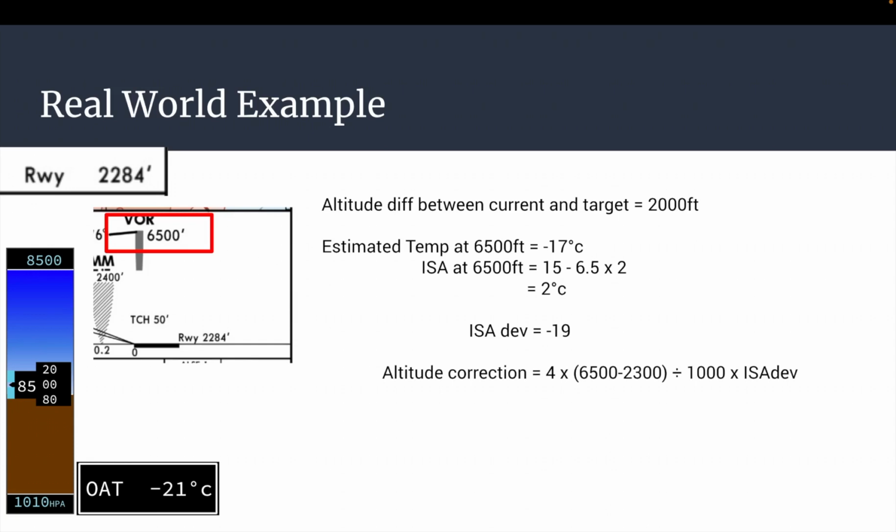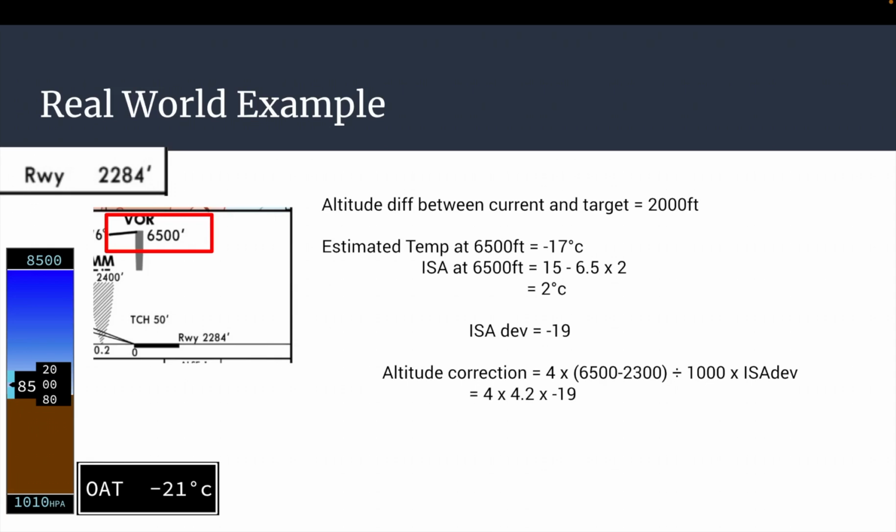4 times. Now here's the thing. You see those brackets? It's not a trick question. We are not at sea level, right? So at 6,500 feet, there is not 6,500 feet of air mass between the aircraft and the ground. There's going to be 6,500 minus 2,300 feet, because that's the elevation, right? So minus 2,300 feet. So we find the difference between those two, and then we divide it by 1,000, and then multiply it by ISA dev.